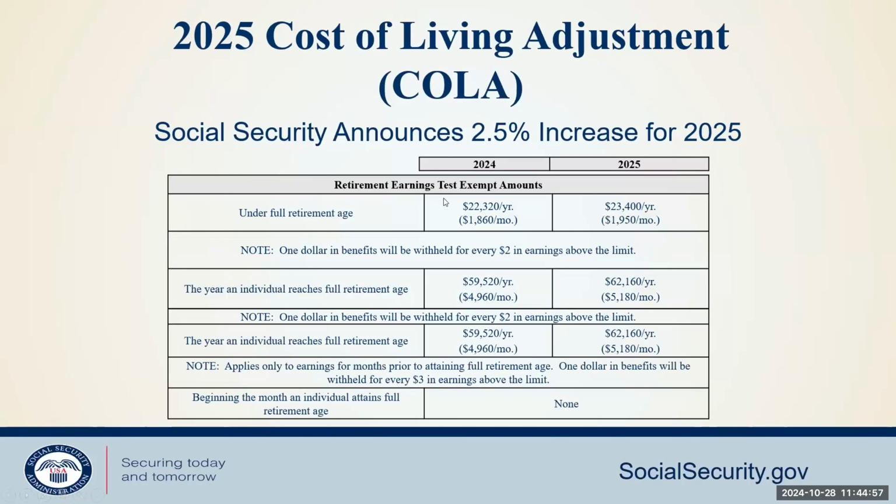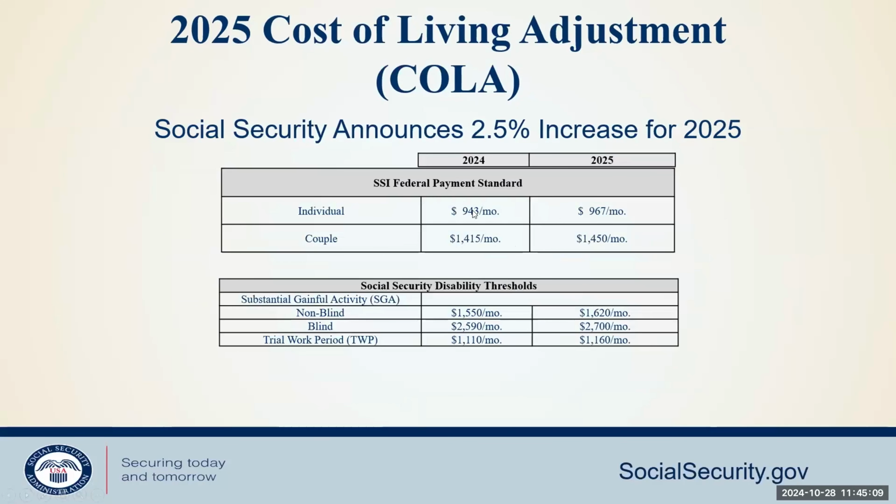The earnings test we already talked about will go from $22,320 up to $23,400, and $59,520 up to $62,160. And just some other things, we already even discussed the SSI. So I've incorporated all of this in here. Your SSI benefit amount rates increase there. SGA. So we did talk about that magical number. For a non-blind individual, it's $1,550 a month, and it will go up to $1,620. If the person is statutory blind, it would be $2,590 up to $2,700 for the SGA limit.